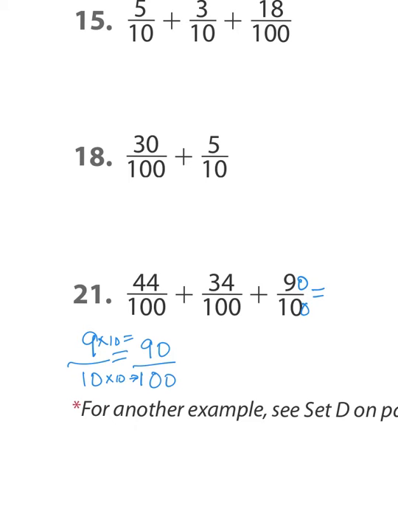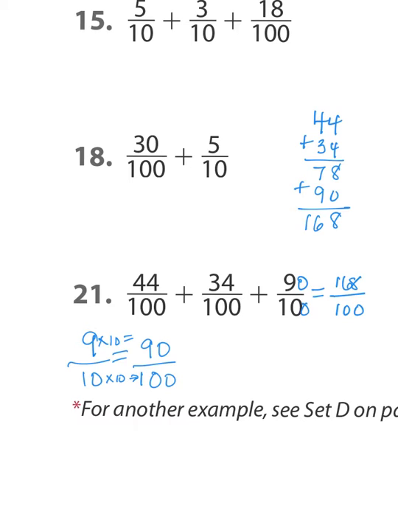Now I can add all of my numerators, and I can do that in my head, but it's best to write them out. So I'm going to add 44 plus 34, and that equals 78. And then I need to add 90 to 78, and I get 168. So my numerator is 168, and my denominator stays the same, 100.